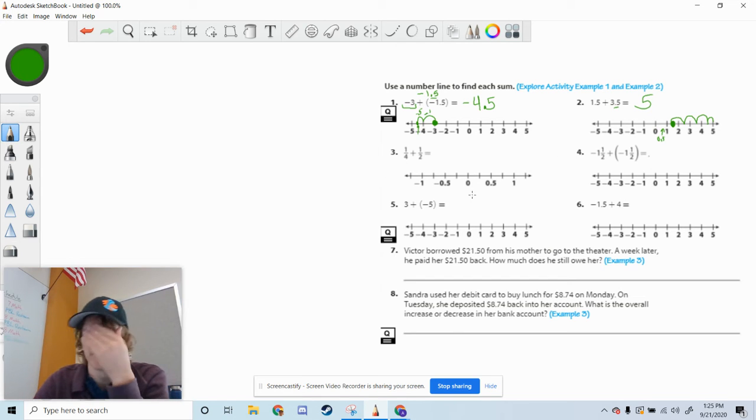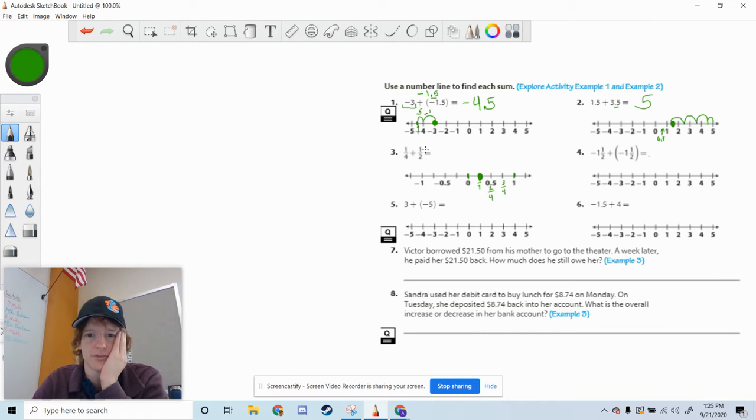For the next one, notice that they broke up the distance between 0 to 1 into 1, 2, 3, 4 parts. So this was 1/4. This is 2/4. This is 3/4. And 1 would be 4/4. Okay, so 1/4, 2/4, 3/4, 4/4. We're starting at 1/4, starting right here. And we're going to go up a half.